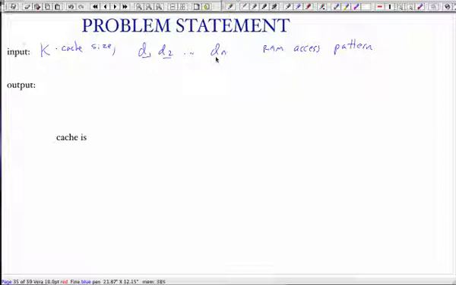The output is going to be the smallest number of cache misses. This is a full problem statement. We have a cache size, and we're given a sequence of memory accesses. The cache is fully associative. What's the least number of cache misses?